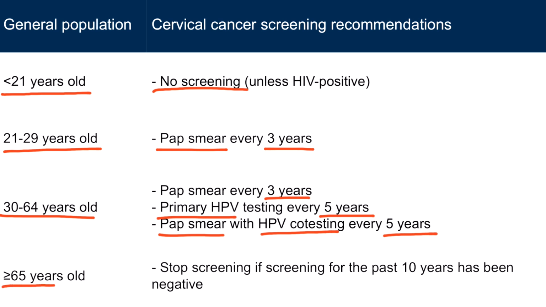Once patients reach the age of 65, the general recommendation is to stop screening for cervical cancer, but only if the screening for the past 10 years has been negative. This could mean 3 consecutive negative pap smears or 2 consecutive primary HPV tests leading up to age 65.